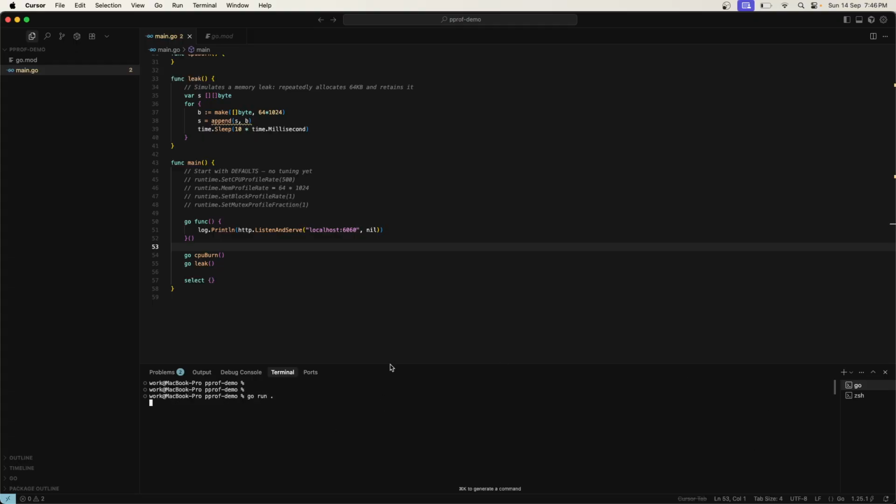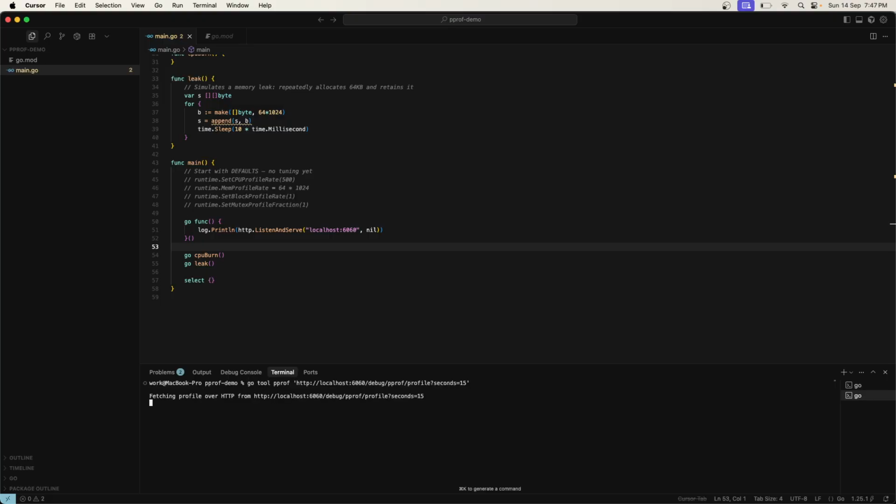Now I'm running the service with the default pprof setting. By default, Go does CPU profiling at approximately 100 samples per second, and only samples memory allocation every 512 KB, and mutex and block profiling are off by default. So let's try to run the CPU profiling.